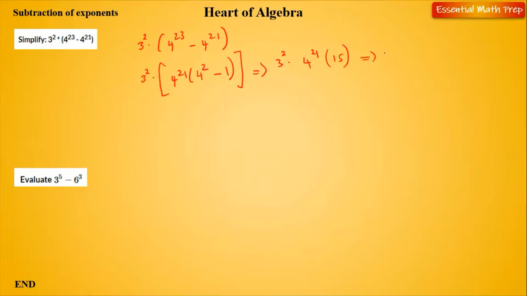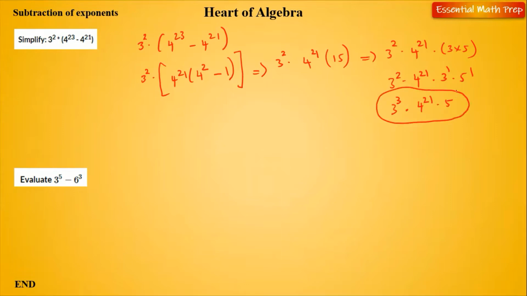Which is the same as 3 squared times 4 power 21 times 3 times 5, right? We can write it as 3 power 1 times 5 power 1. We can combine the 3's together, which would leave us with 3 cubed times 4 power 21 times 5. This is precisely what was one of the answer choices. They didn't ask you to simplify it any further because this was part of the non-calculator section. So they just want you to simplify it to the smallest level possible, right?